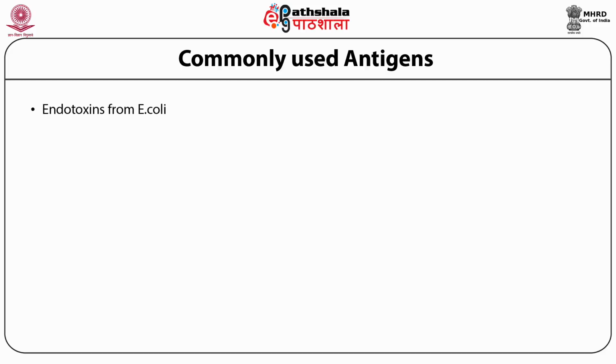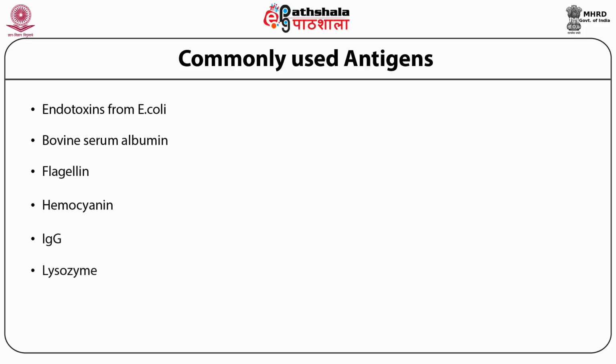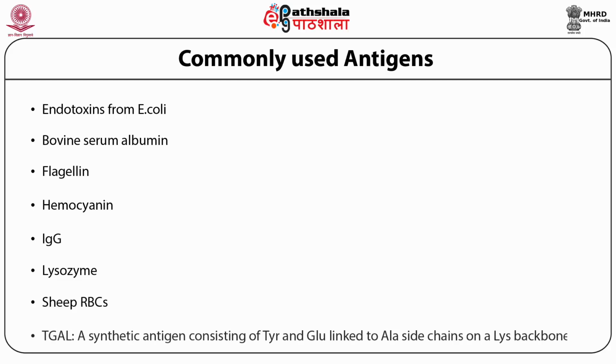Endotoxins from E. coli, bovine serum albumin, flagellin, hemocyanin, which is the blood pigment of keyhole limpet, IgG, that is immunoglobulin G, lysozyme, sheep red blood cells, and also TGAL, which is a synthetic antigen consisting of tyrosine and glutamate linked to the alanine side chains on a lysine backbone. These are all commonly used antigens.